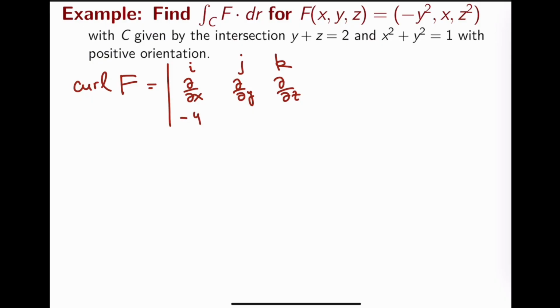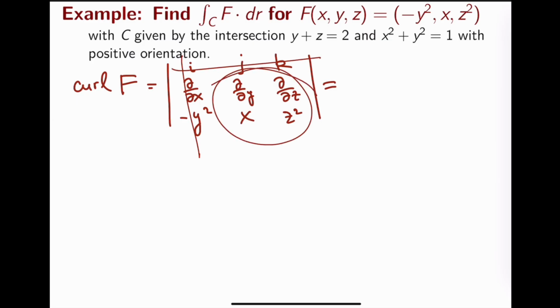In this case, by doing this determinant, eliminating this, we see that the first component is going to be the derivative with respect to y of z squared minus the derivative with respect to z of x. By doing all these derivatives, in the first one we get 0 minus 0, right, which will be 0.